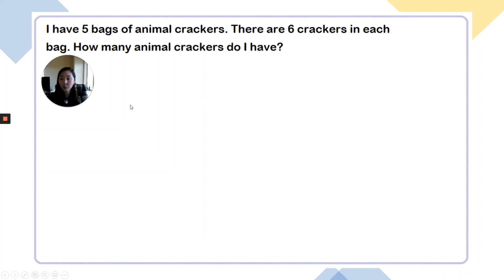So I'm guessing we're talking about small bags, because the usual bags that I get of animal crackers are about this big. But we're going to think that they're small bags of animal crackers, kind of like what we get for snack. And in each bag we have 6 crackers. And I want to know how many animal crackers we have altogether.